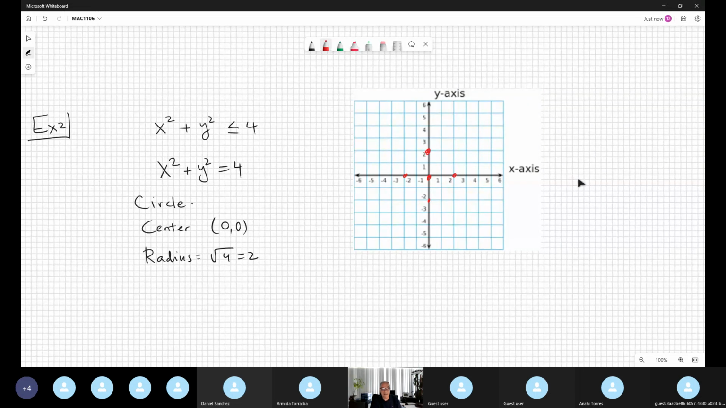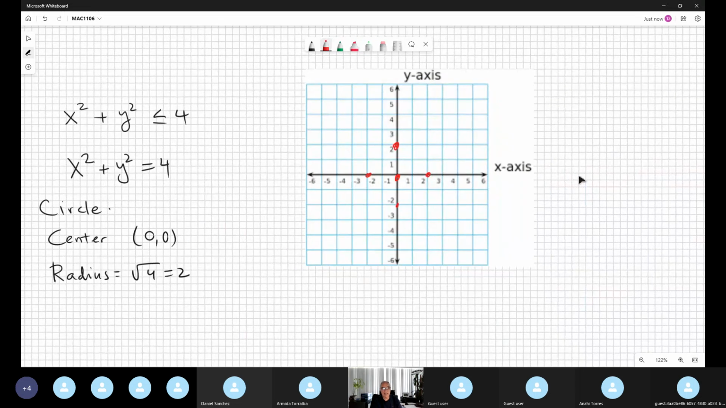Okay, so basically my inequality is bounded somehow by the circle. And my question is, that circle, am I drawing it using a solid line or a dotted line? What do you think? Solid or dotted? Solid, dotted. Come on, who is there? Dotted. You say dotted.